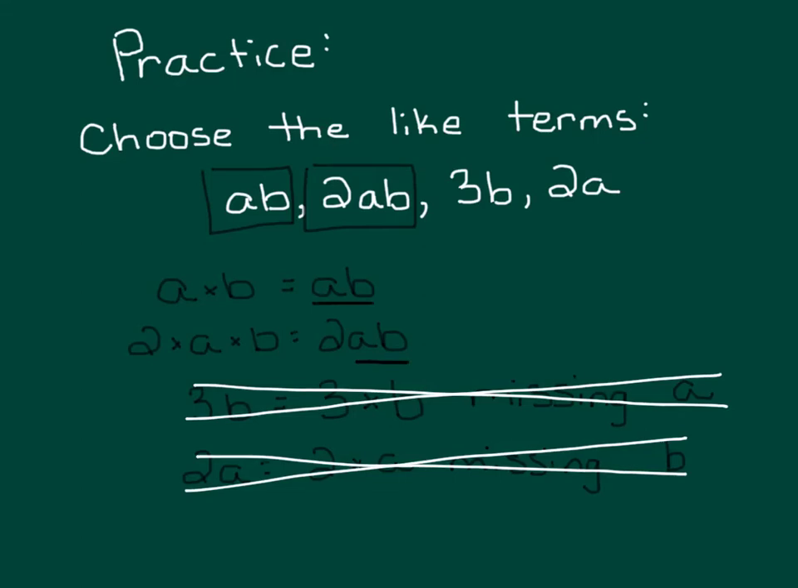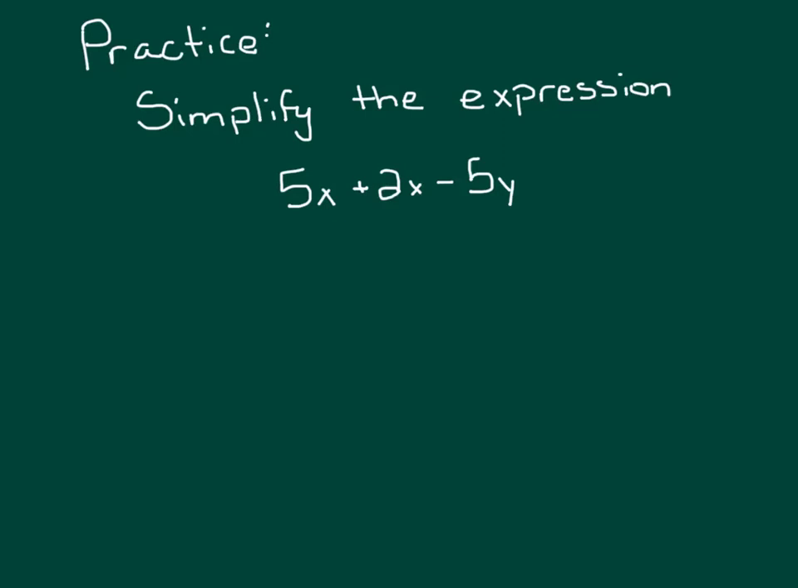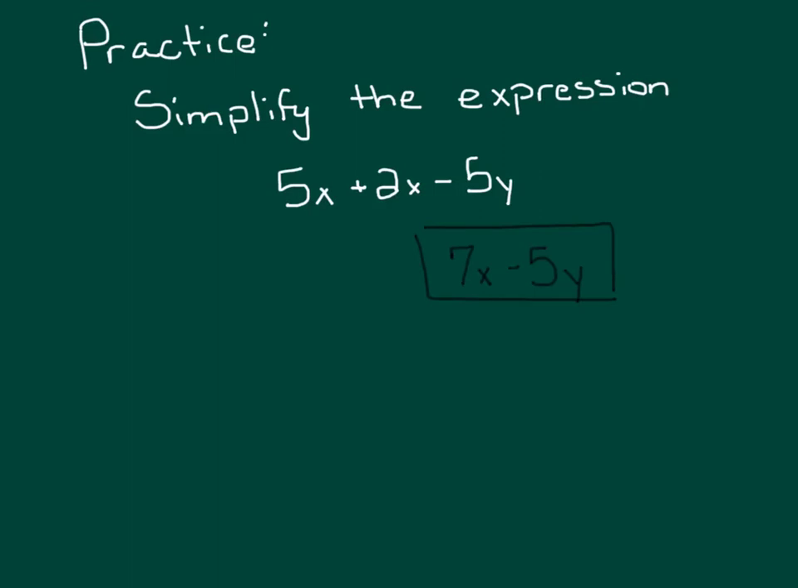Now let's look at the next practice problem. So here's our next problem. We're being asked to simplify the expression 5x plus 2x minus 5y. Use your notes from before and see if you can simplify the expression by pausing the video and trying the problem on your own. Did you get that the solution is 7x minus 5y? If you did, you can move on to the next practice problem now.